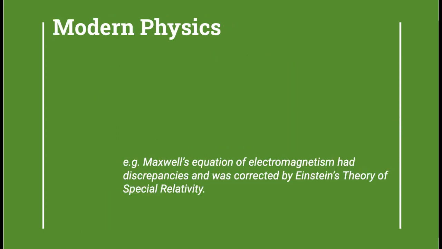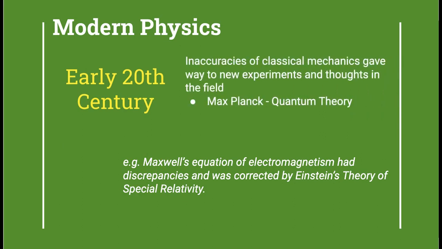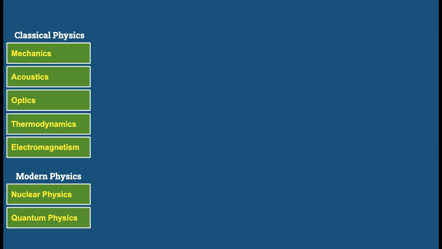Modern physics is actually helping us to clarify some of the problems that we saw in classical physics, and Maxwell's equation is an example of that. But Albert Einstein did a lot of work in the area of theory of relativity, and Max Planck was the one who invented quantum theory.